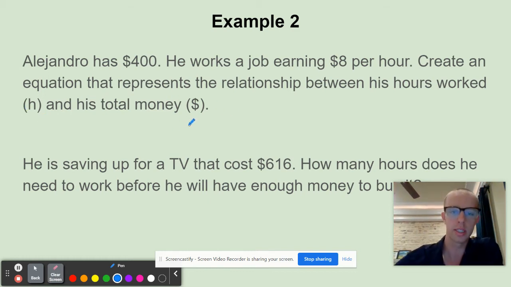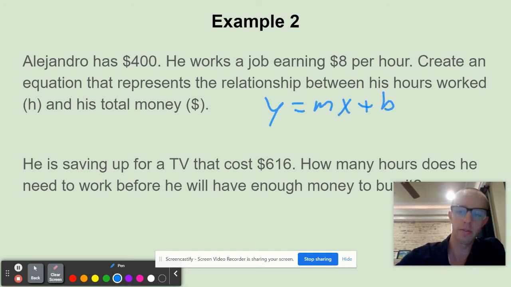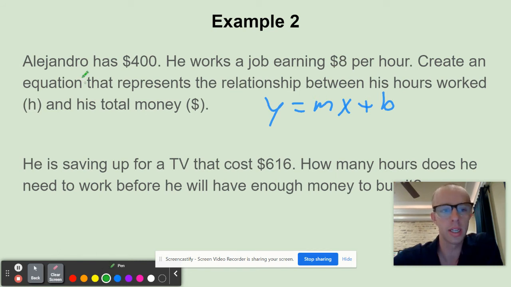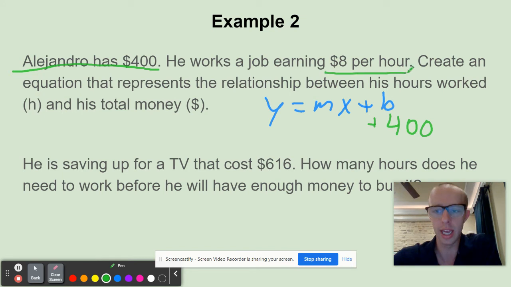So let's go over this. We're going to move a little faster now because hopefully this is starting to click. We're going to start by writing our equation, y equals mx plus b. Alejandro already has $400, so I know he's beginning at 400, positive 400. He earns $8 per hour. Every hour he works, he gets $8.